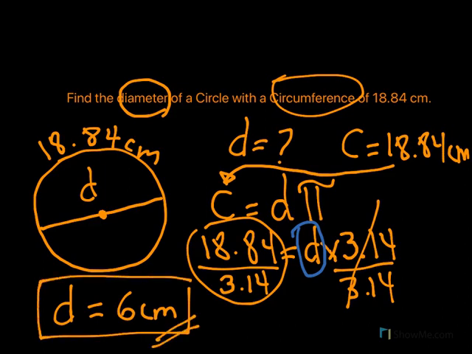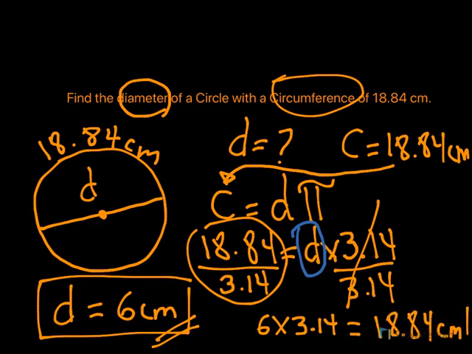Always in math, it's good to check your answer. So how can you check this answer? You do diameter times pi, so 6 times 3.14. You're supposed to get 18.84 centimeters, and that's the case for this one. So I'm getting my circumference. So I'm okay. Way to go. We finished this problem. Voila.